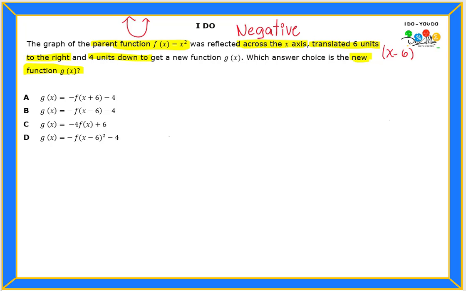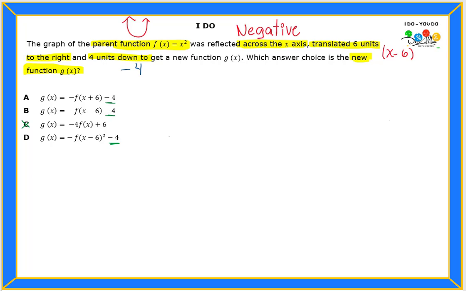Well, it says that it's going down, okay? Now remember, units down is your vertical translation. This is the one that either goes up or down. So if you go down, then I need to have a minus at the end of my quadratic. So notice how A has the minus 4, B has the minus 4, and D has the minus 4. That's like the easiest to find. Not letter C, so we're going to cross out letter C.